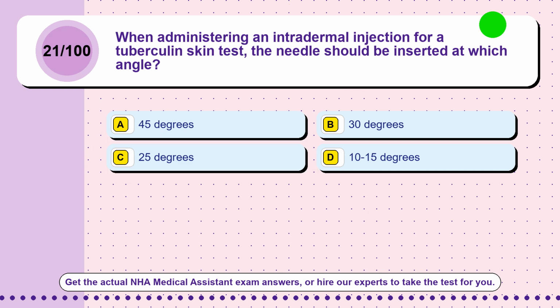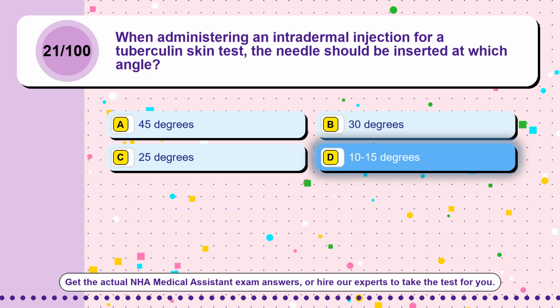Question 21. When administering an intradermal injection for a tuberculin skin test, the needle should be inserted at which angle? Option A, 45 degrees. Option B, 30 degrees. Option C, 25 degrees. Option D, 10 to 15 degrees.